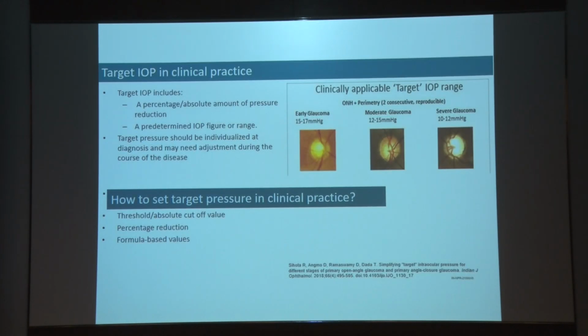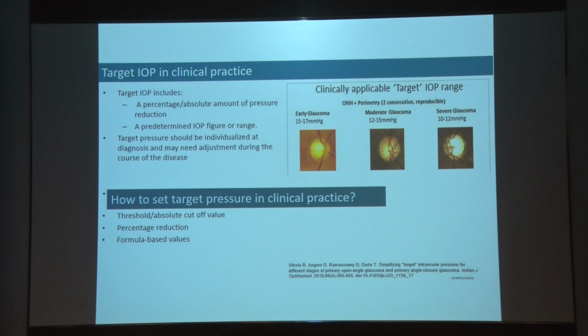So target IOP in clinical practice includes a percentage or absolute amount of pressure reduction in a predetermined IOP figure or range. The target pressure should be individualized at the diagnosis and may need adjustment during the course of disease, as we keep on doing the fields and all. On the basis of that, we can change the target pressure also. How to set the target pressure in clinical practice? It should be a threshold, absolute cutoff value, percentage reduction, and formula-based values.